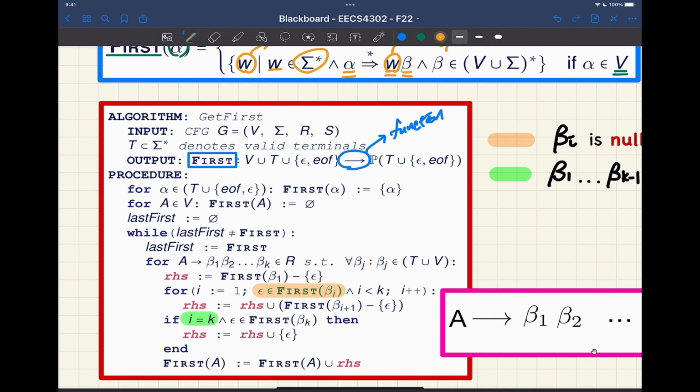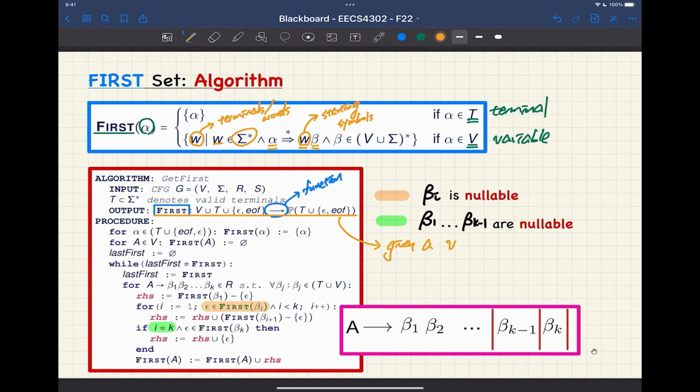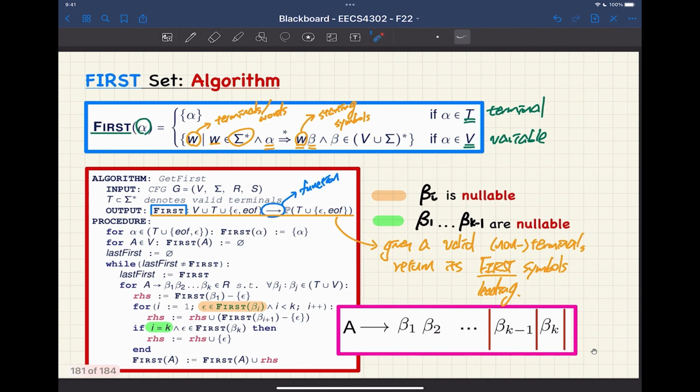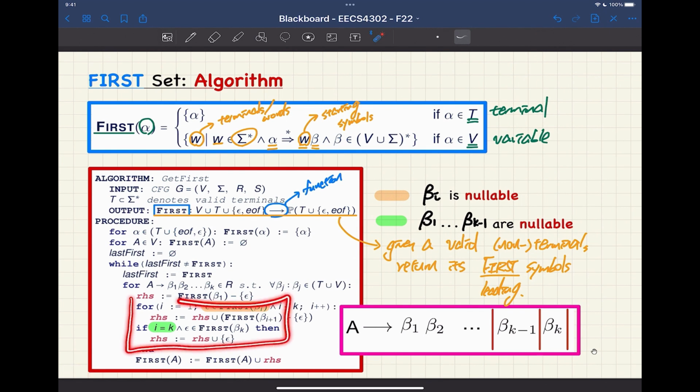So the way to read this would be: given a valid terminal or non-terminal, return its first symbols, leading symbols if you want to think of it. Let's now go over this algorithm quickly. It's actually not that complicated. You just need to understand mainly the for loops over here, which I'll definitely give you some intuition for. It's mainly here, but we'll get there.